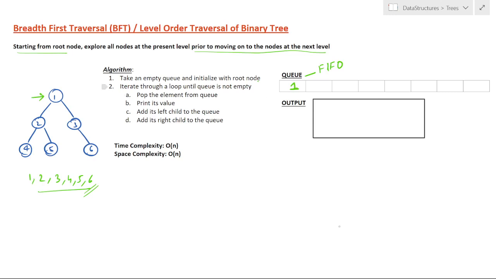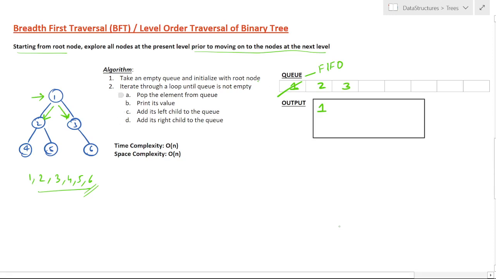Now iterate through a loop until the queue is not empty. At this point the queue is not empty. We still have one element here, so we are going to iterate through this loop. Pop the element from the queue. Yes, I'm removing it and print its value. The value of this node is 1. And then add its left child to the queue. The left child here is 2. And then add its right child to the queue, which is 3.